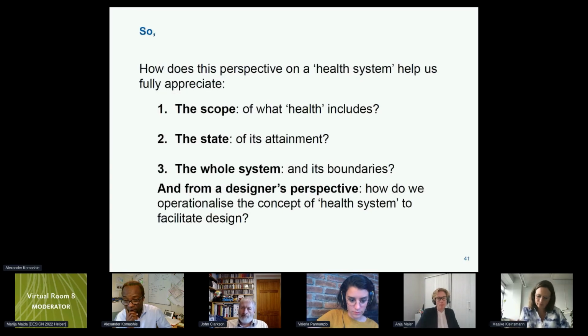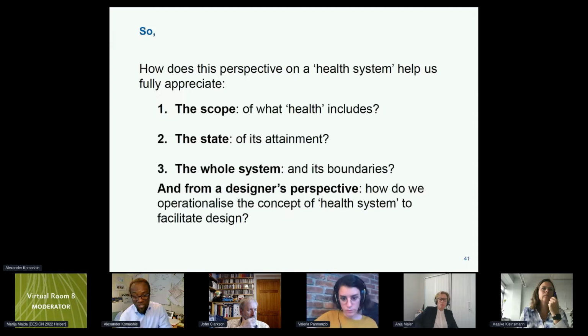So the question really that we are throwing up for discussion this afternoon is, how does this perspective on a health system help us fully appreciate the scope of what health includes, the state of its attainment, and the whole system and its boundaries? And more importantly, from a designer's perspective, how do we operationalize the concept of health system to facilitate design? So when we say we want to design health systems, how should we think about that, so that our designing becomes more meaningful and more tangible and clear in the process of doing so.